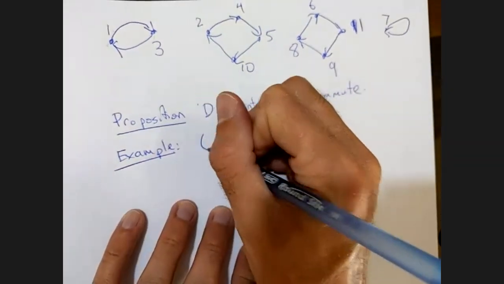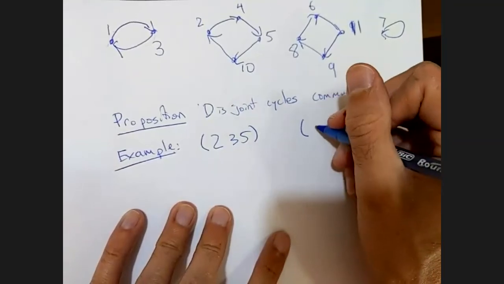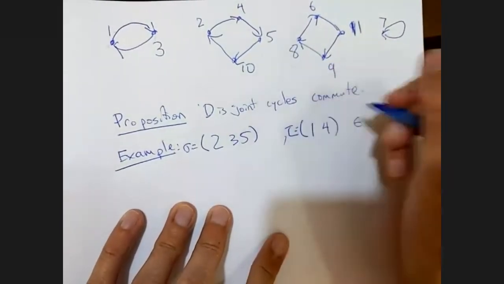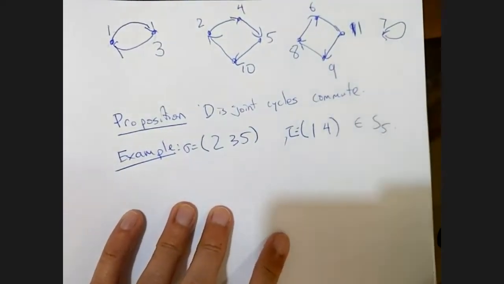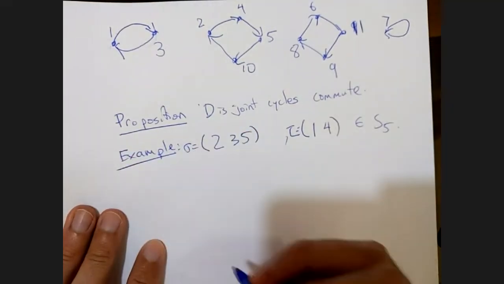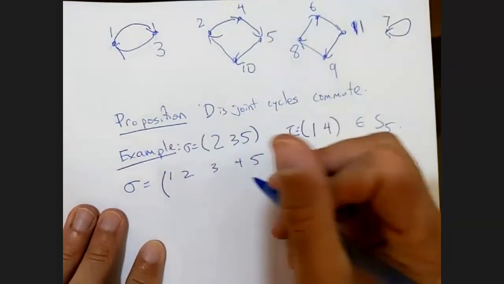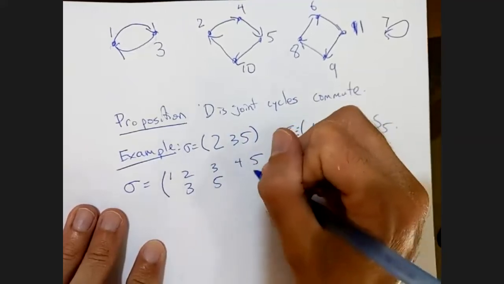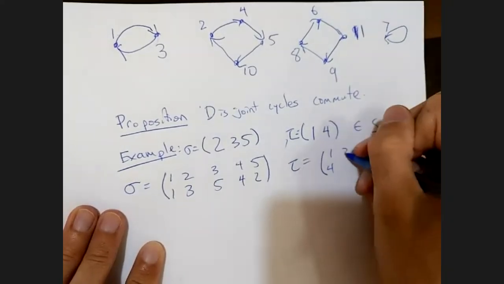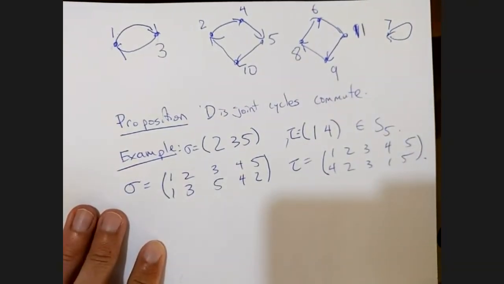Let me explain by example. Here's a couple of disjoint cycles, (2 3 5) and (1 4). Let's call the first one sigma and the second one tau, both elements of S5. Sigma, if we write it out, is this permutation: 2 goes to 3, 3 goes to 5, 5 goes to 2, and 4 and 1 are left alone. And tau is like this. Now we can compute sigma tau.